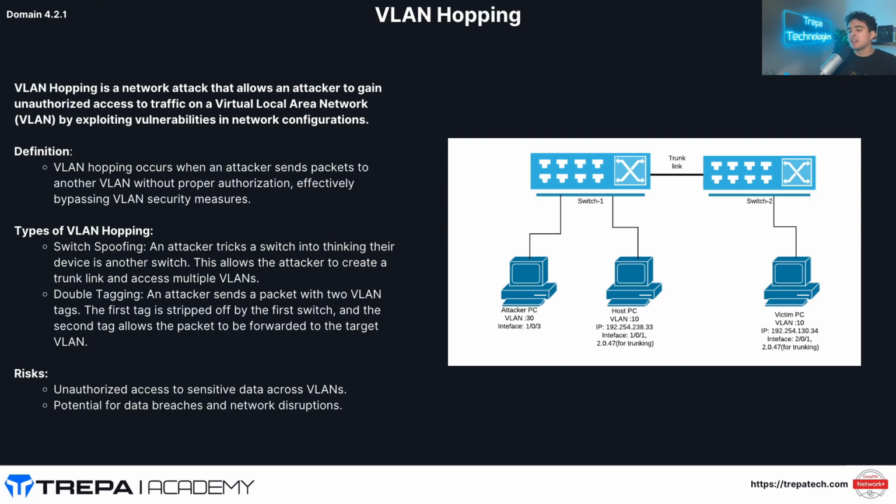Double tagging. This is when an attacker sends a packet with two VLAN tags. A VLAN tag, when using the 802.1Q standard, is a 4-byte header that says, hey, I'm part of this VLAN. So let's say we do double tagging where we put, hey, I'm a part of this VLAN. When we do that, that first tag is stripped off by the switch. Then the second tag allows the packet to be forwarded to the target VLAN.